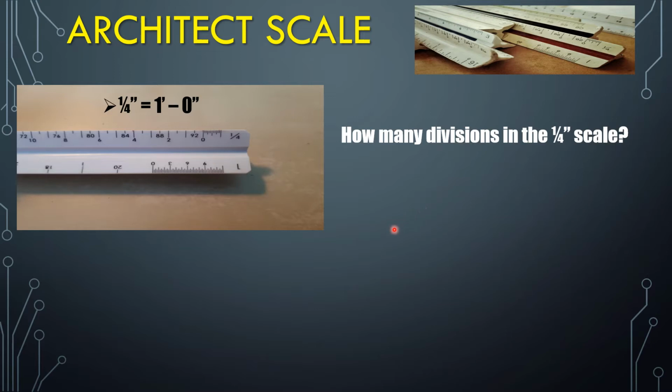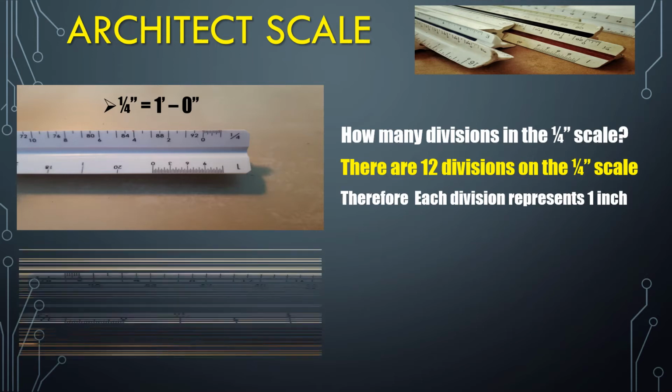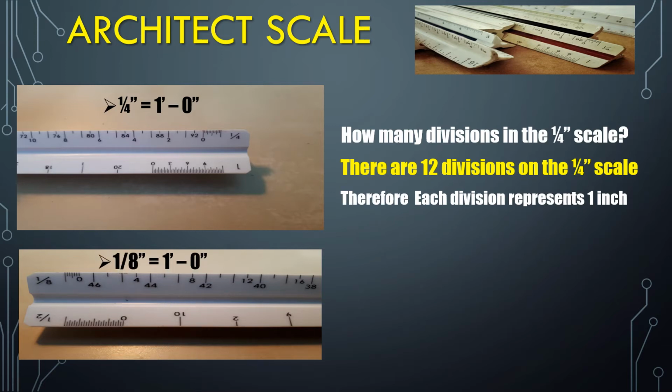So how many divisions in the 1/4 inch scale? So there's 12 in the 1/4 inch scale. If you were to count these divisions, you would count to 12. You do not count the first one. You do not count the 0. You start and then you keep counting, and you'll get to 12 at the end. Therefore, each division represents 1 inch. There's 12, so each one represents 1 inch. Each division, right?